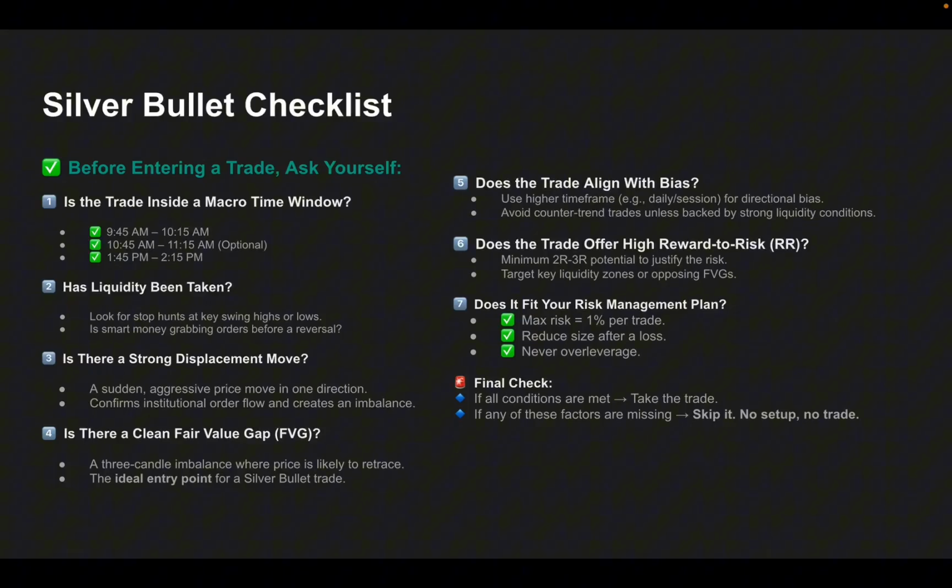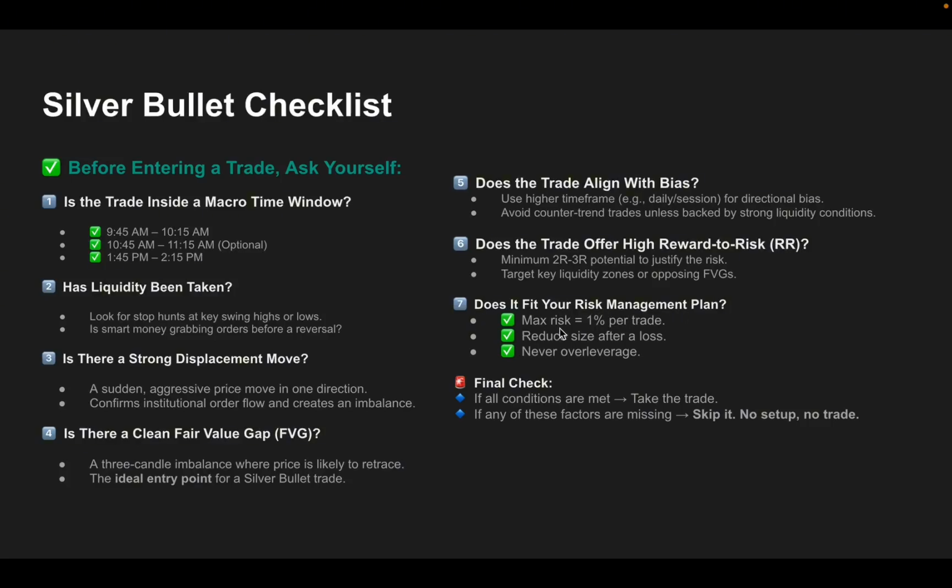Internal range liquidity, external range liquidity would be more riskier to target. But if you are going for external range liquidity objectives, you want to be taking partials inside of the internal range liquidity take profits. So number 7, does it fit your risk management plan?